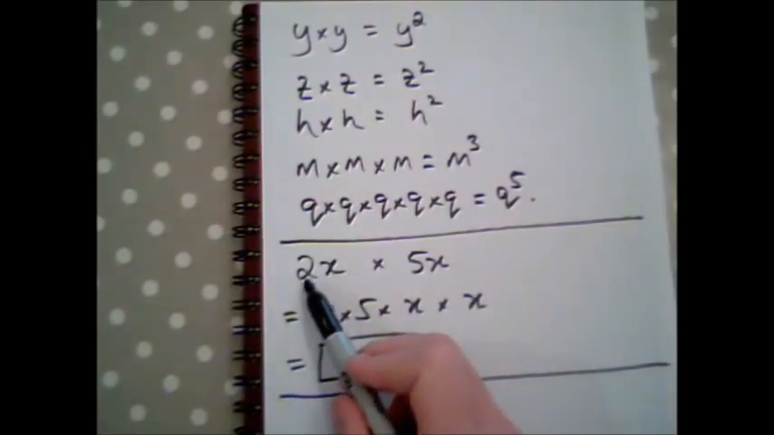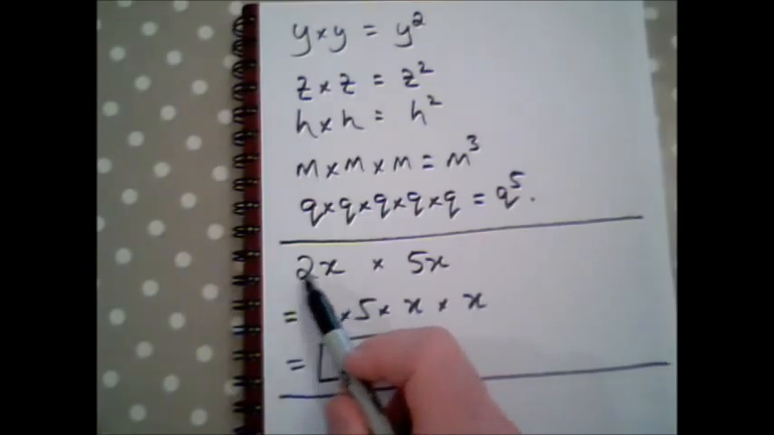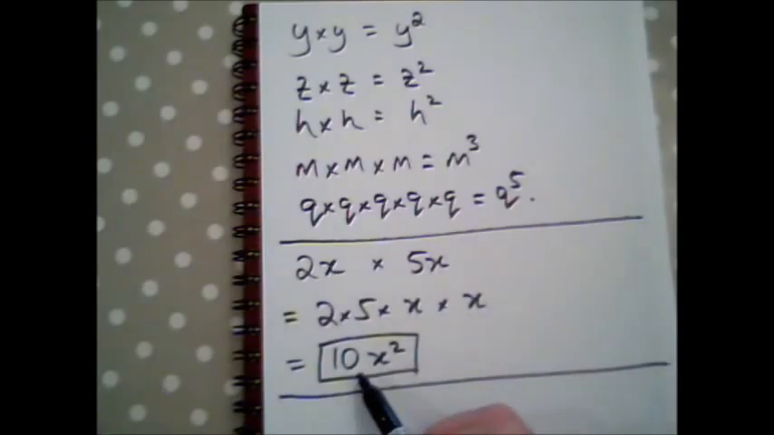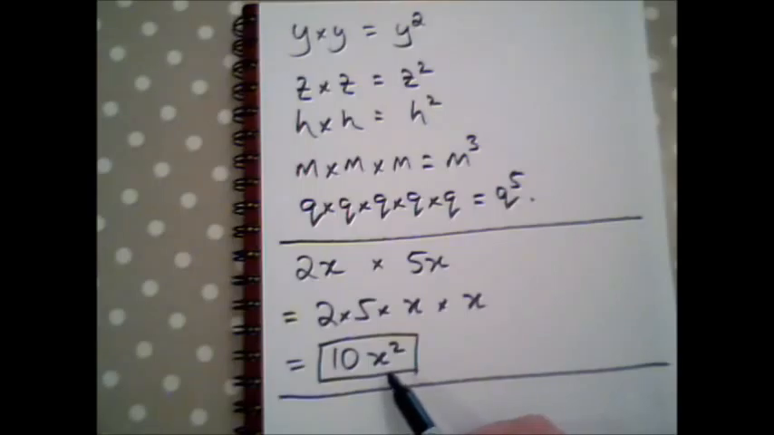So we can't do anything with 2 by x. We can just leave it as 2x. But we can do something with a 2 by a 5. We can work out what that is. And we can do something with x by x. We can work out that as x squared.